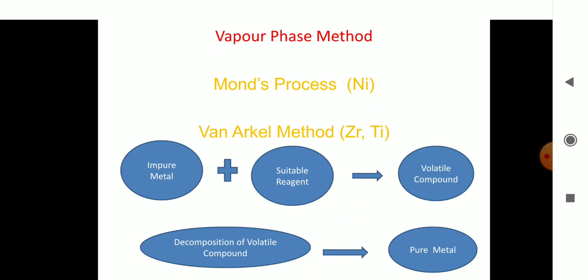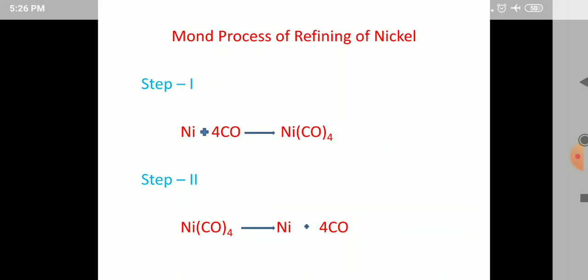Is it clear, students? First, the impure form of the metal is allowed to react with a suitable reagent. As a result, we get a volatile compound. When the volatile compound is decomposed, we get the metal in a very pure form. So this is the principle employed in the vapor phase method. And there are two types of vapor phase method. One is the Mond process and the other is the Van Arkel method. So that we can see now.